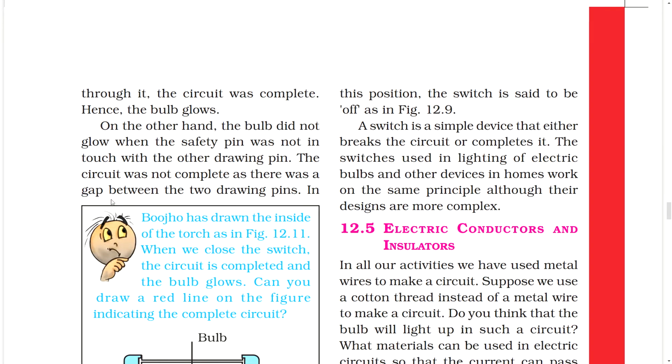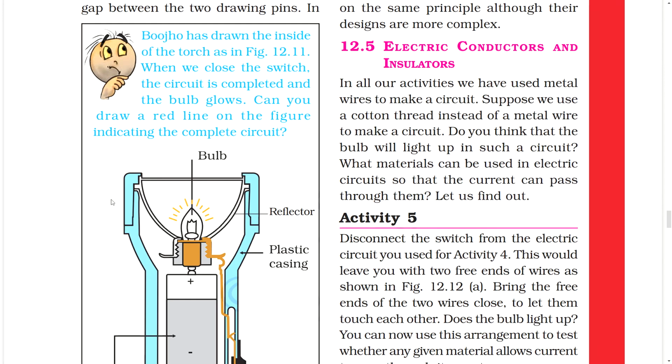In this position, the switch is said to be off, as in figure 12.9. A switch is a simple device that either breaks the circuit or completes it. The switches used for lighting electric bulbs and other devices in homes work on the same principle, although their designs are more complex. 12.5 Electric conductors and insulators. In all our activities, we have used metal wires to make a circuit. Suppose we use a cotton thread. Repeat it.